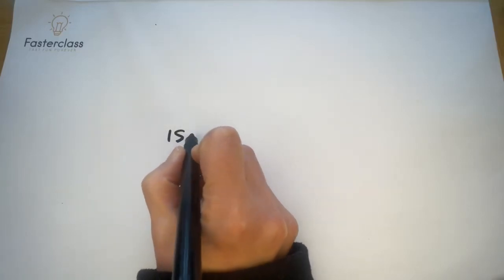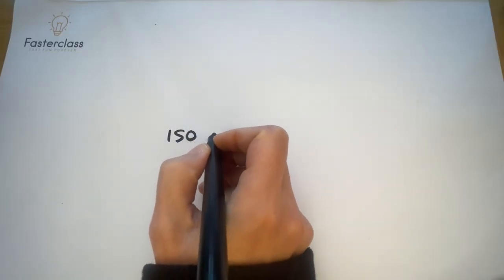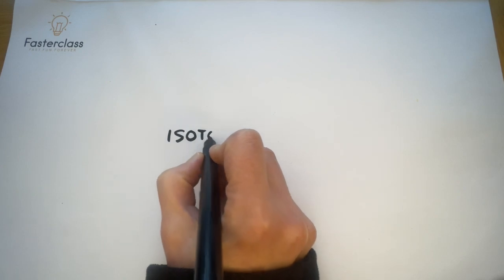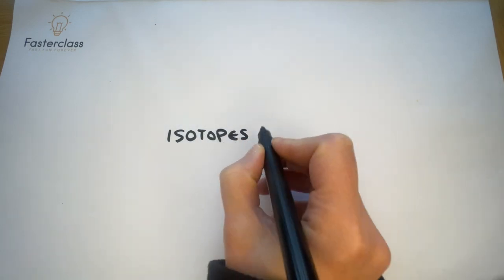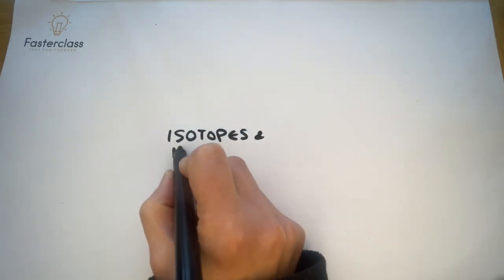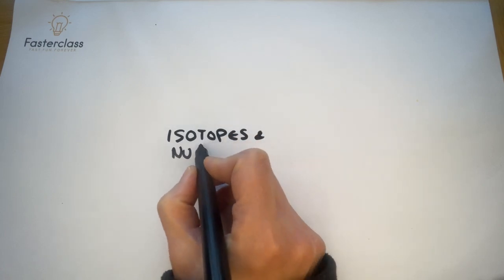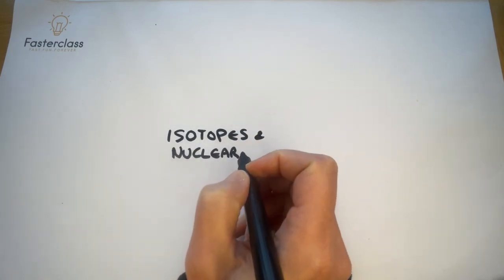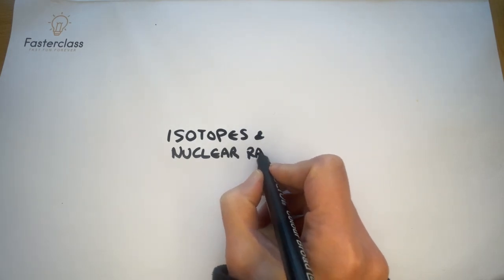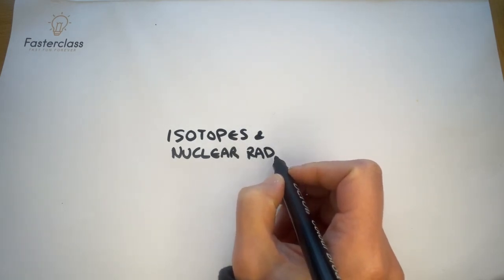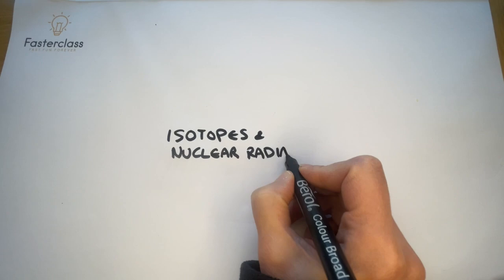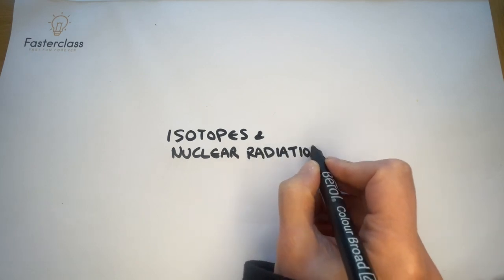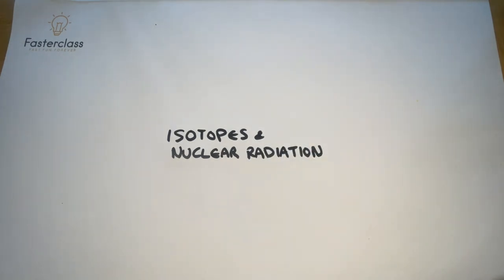Today I am going to be talking about isotopes and nuclear radiation. So grab your pens, lots of colours, and we're going to mind map out isotopes and nuclear radiation. And you are going to see what an easy peasy subject this is.